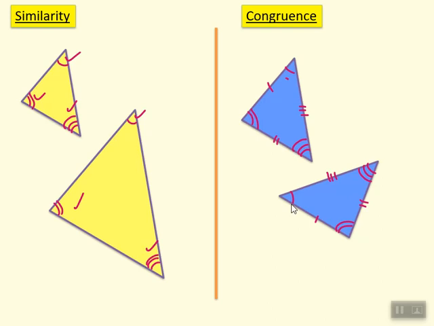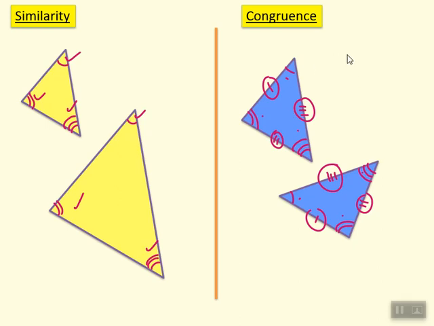So for example, this one matches this one, and this one matches this one. But the sides also match each other. So this one here matches this one, and this one here matches this one, and this third side matches the third side here. So these 2 triangles have to be the same triangle. They are what we would say congruent. They're identical to each other.